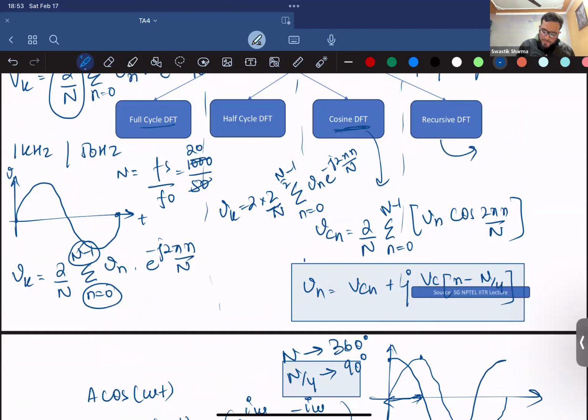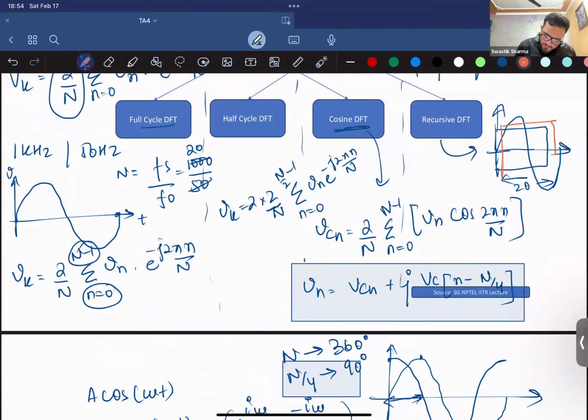In recursive, what you do is you use windows. So if you have a signal like this, you use windows, let's say of 20 samples, and you use multiples of these windows to calculate your DFT. Due to which you will require to calculate only once, right? For example, in this sample, in the light blue one, you have the samples for this region because you already calculated for a window before.